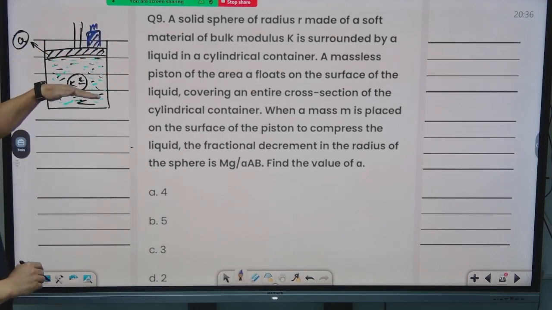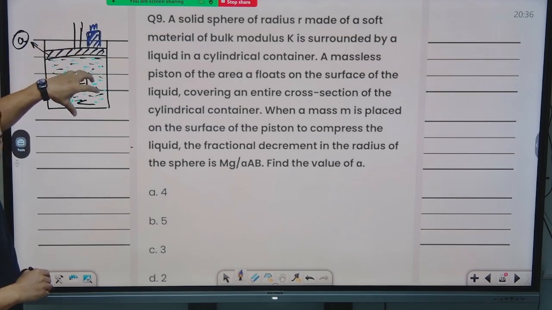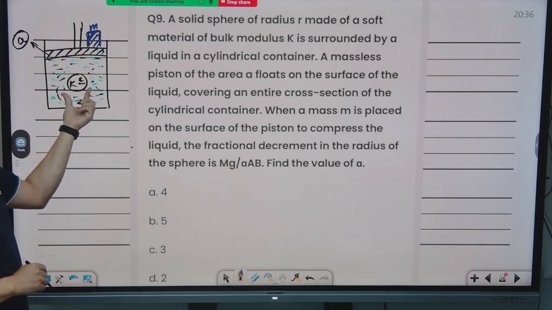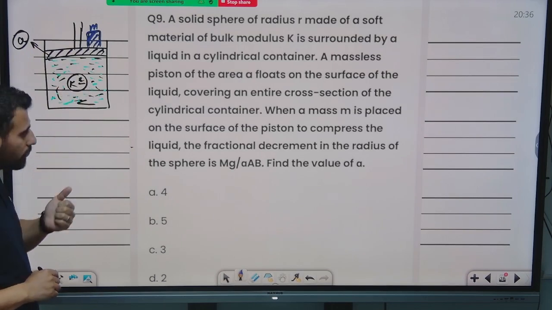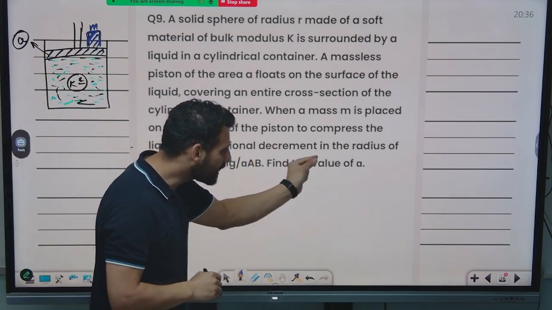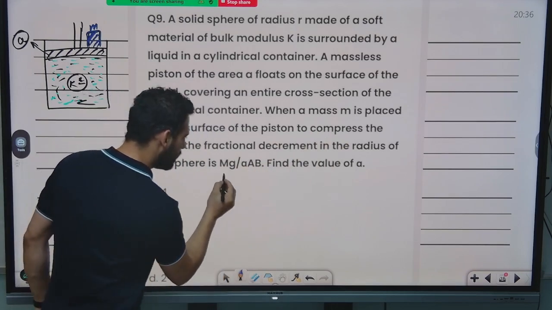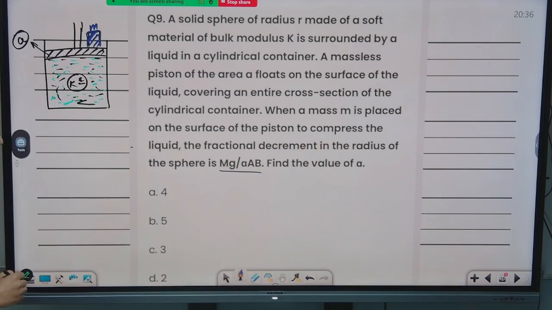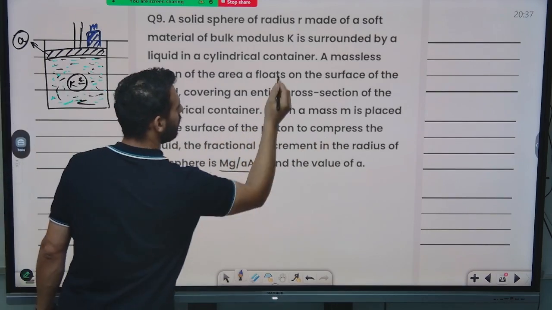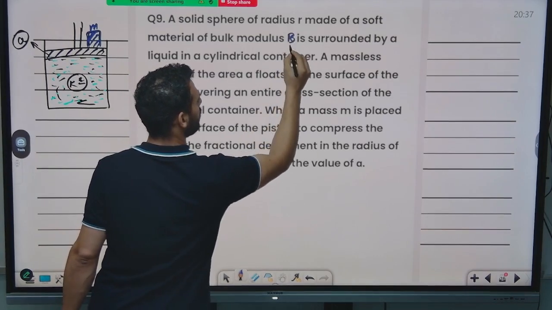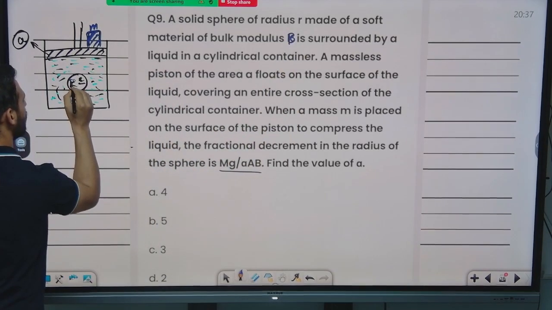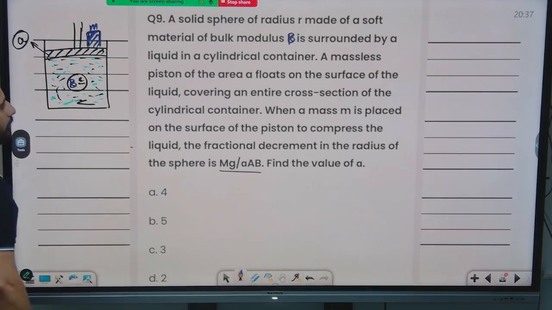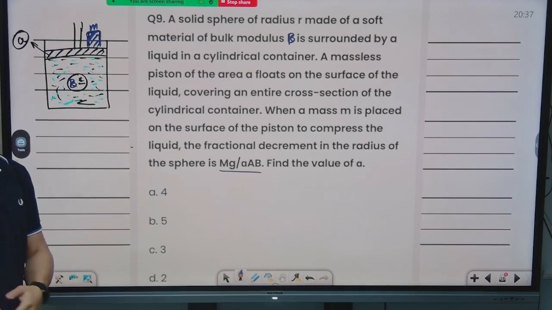This will compress the liquid, but that compression will produce some change in the volume, of course, of the solid sphere, isn't it? The fractional decrement in the radius of the sphere is mg by alpha AB. Okay, what is B? A is the area. Bulk modulus is B. It's not K. Fine? Find the value of alpha. That is the question.